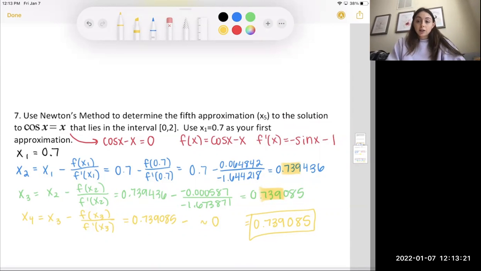That's all. That's a review of optimization, linearization, and Newton's method, which are the 3 things you will see on your quiz on Monday. I hope this video helped.